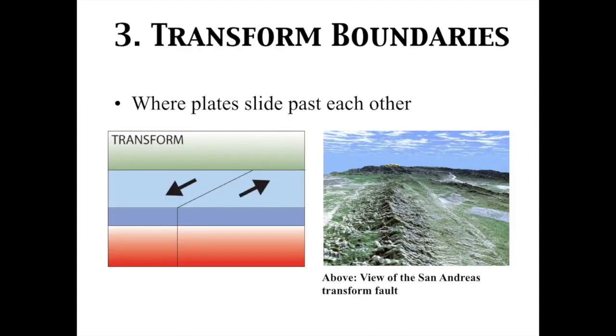Then we move into transform boundaries. This is when they're sliding past each other. They're not going away. They're not going towards. They're going different directions, but they're sliding past each other. A great example of this would be the San Andreas Fault.